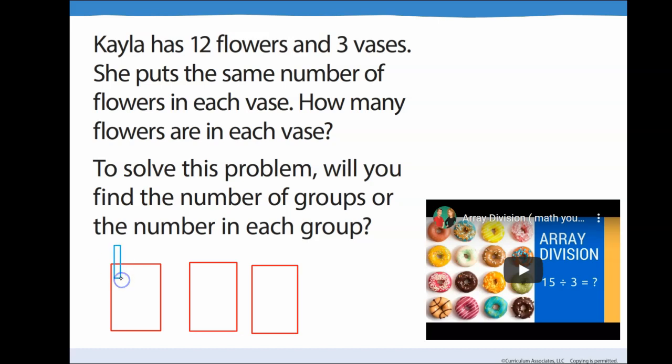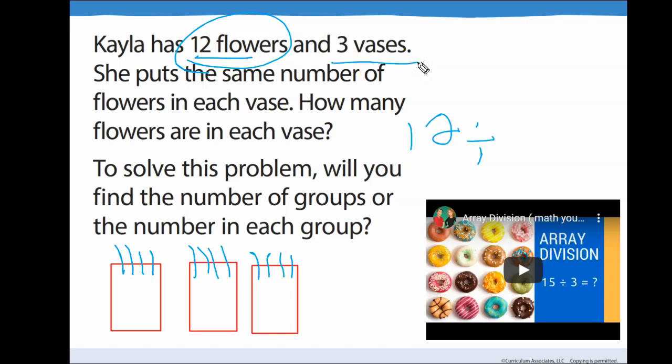Okay. 1, 2, 3, 4, 5, 6, 7, 8, 9, 10, 11, 12. So my division equation is going to be what? First the total. 12 divided by. What are the numbers in the problem? 12 divided by 3. It's the numbers in the problem, not how many I have left.